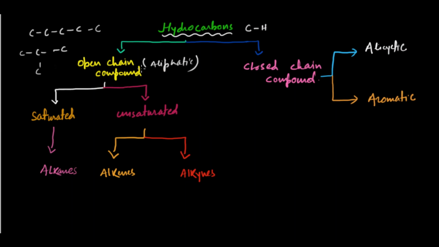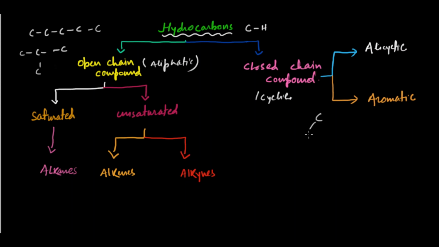Okay, that means the open chain. And the second one is a closed chain compound that you're going to find. We also call this a cyclic chain compound. Remember this one. So why is this cyclic?